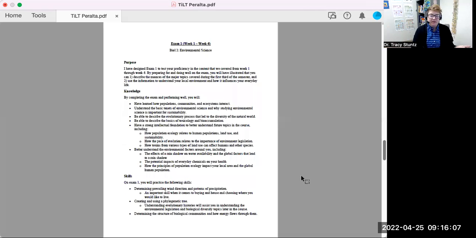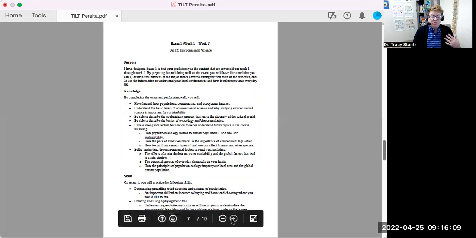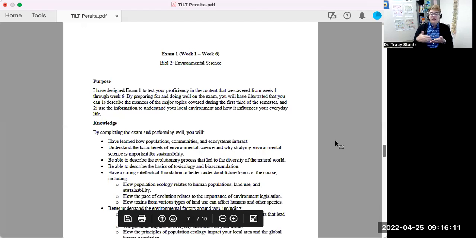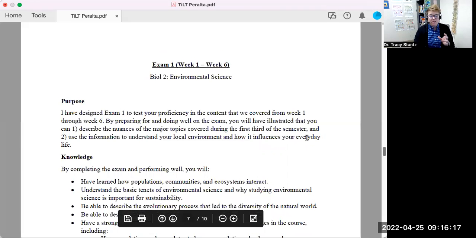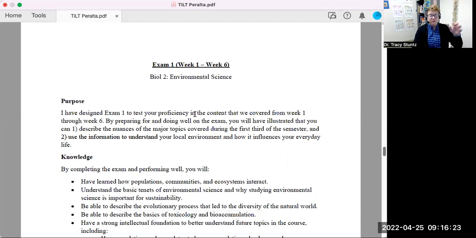So a different faculty member, after going through the training, put together this for their first exam. So again, you can see how it's starting to follow that template that we were looking at. Purpose. I have designed exam 1 to test your proficiency between week 1 and week 6.